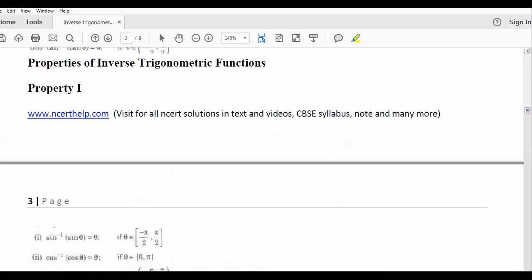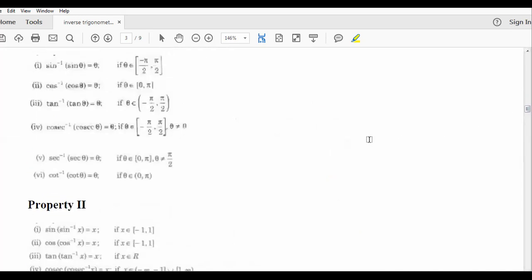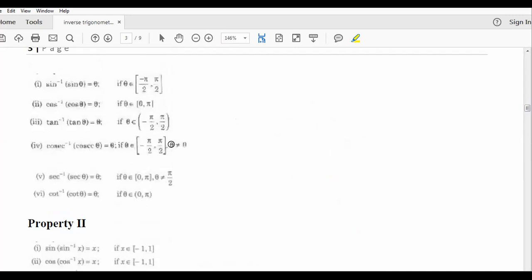Then next we come to some properties. Properties of trigonometric functions. What are the various properties of trigonometric functions? So remember the properties. These are the properties.